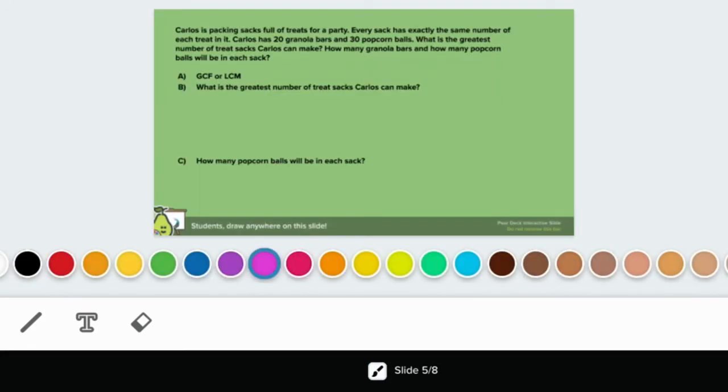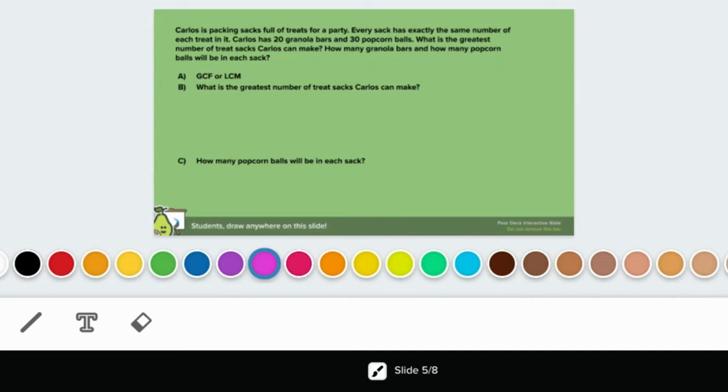All right, example 2. Carlos is packing sacks full of treats for a party. Every sack has exactly the same number of each treat in it. So every sack has the same number of treats in it. Carlos has 20 granola bars and 30 popcorn balls. What is the greatest number of treat sacks Carlos can make? How many granola bars and how many popcorn balls will be in each sack?